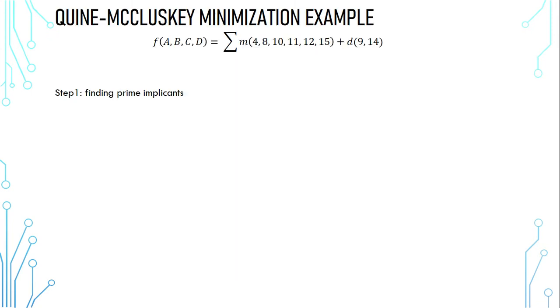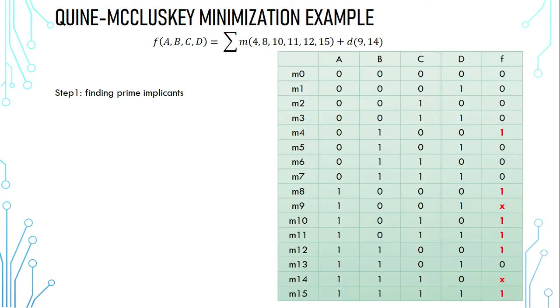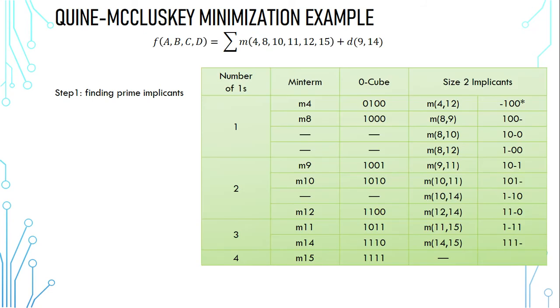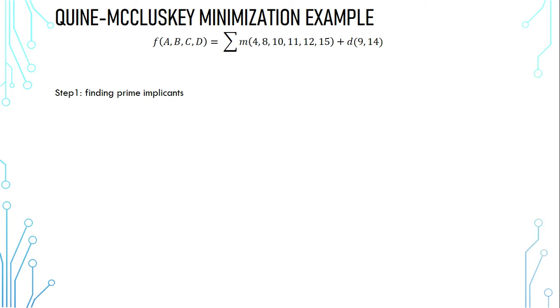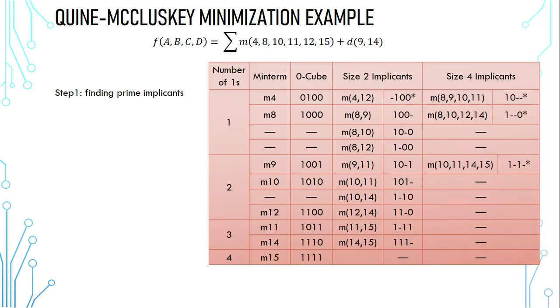So let's see an example together. For example, we want to minimize the shown Boolean function. We need both min terms and don't cares. Then we make groups of every two min terms that only differ in 1 bit, so we reach here, and then we put a dash instead of that bit. We call them size 2 implicants, as it's clear here. Then we move towards size 4 implicants and repeat the same action until there are no groups to be mixed together.